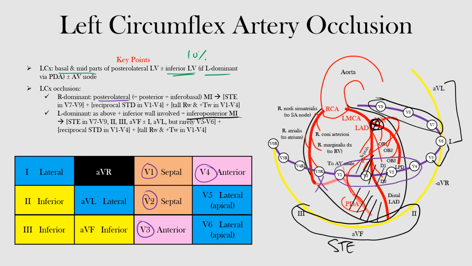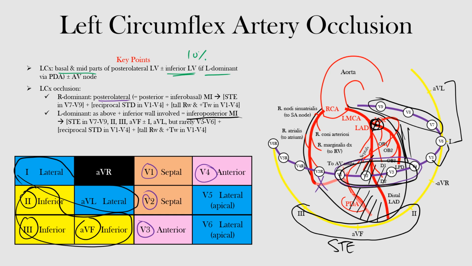And again, the inferior involvement, leads 2, 3, and AVF, we'll see ST elevation in these leads. Leads 1 and AVL, you may also see involved too, in this case because of that lateral portion, that posterolateral wall over here involved. But rarely you'll see V5 and V6 involved. And again, reciprocal changes here in the front, the anterior portion of the wall, because it's not affected, where you'll see reciprocal ST depression and those tall R waves and positive T waves in those leads.